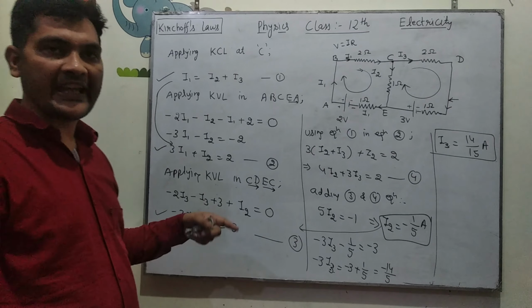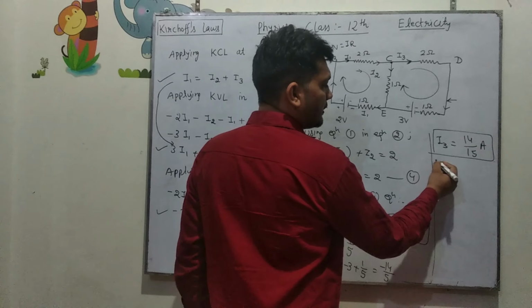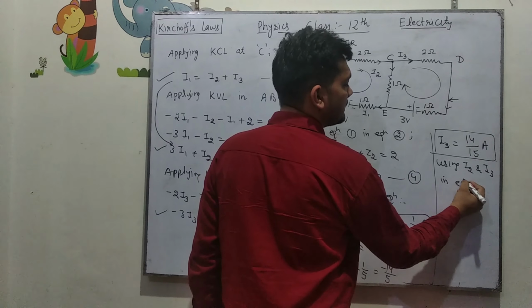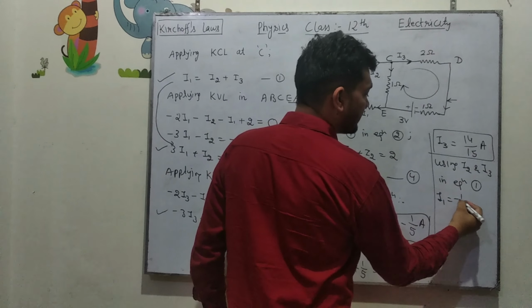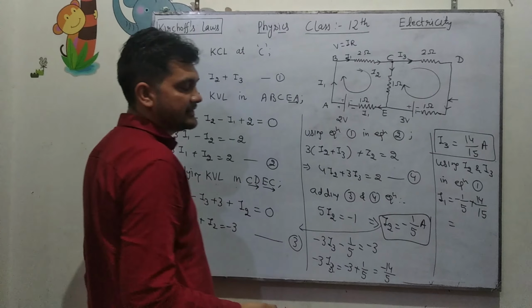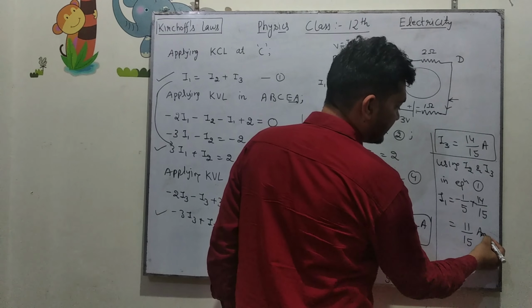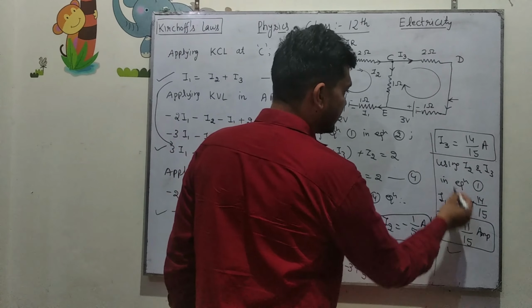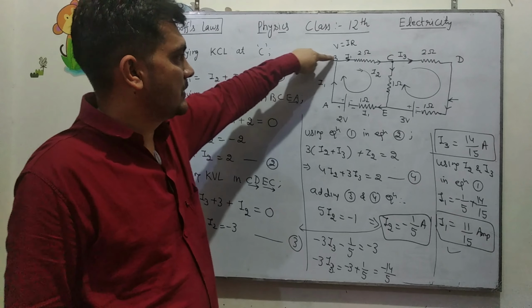You have I2 now, you have I3. So using equation number 1, you can calculate the value of I1. Using I2 and I3 in equation 1, we get I1 is equal to I2, which we have as minus 1 upon 5, plus I3, which we have as 14 upon 15. So if you simplify these, you get 11 by 15 ampere. So this is the value of I1. So these are the three currents that are flowing in three branches. Here the current is 11 by 15 ampere in this direction.